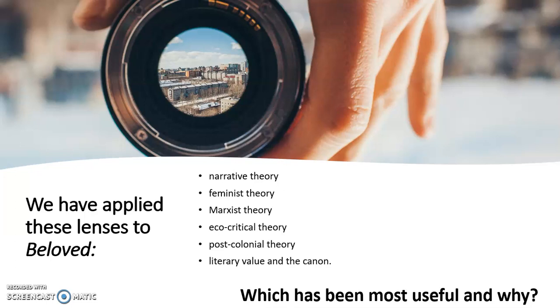So we've done narrative theory, feminist theory, Marxism, eco-criticism, post-colonialism, and this idea of literary value and the canon. So it might be useful just before you plough on any further to think about which one you found the most useful and why. Which one do you think gave rise to your best ideas?